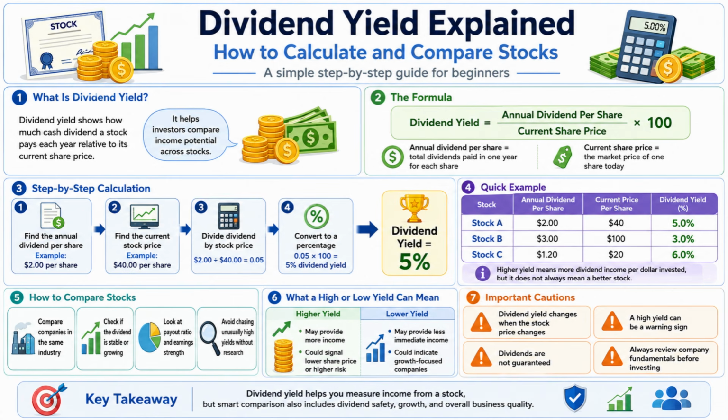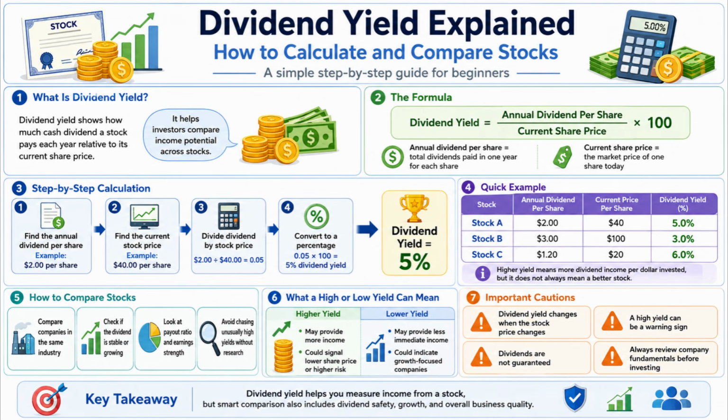For example, suppose a company pays $2 in dividends per share every year, and its current stock price is $40. First, divide $2 by $40, which gives 0.05. Then, multiply 0.05 by 100, and the dividend yield becomes 5%.